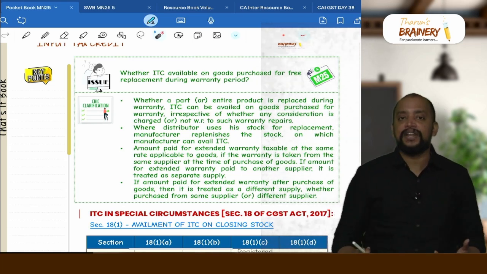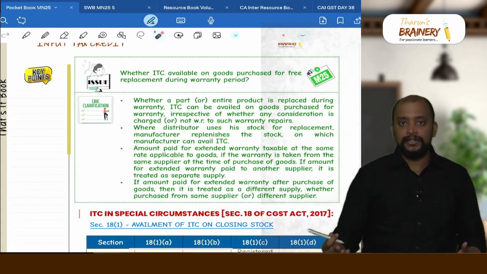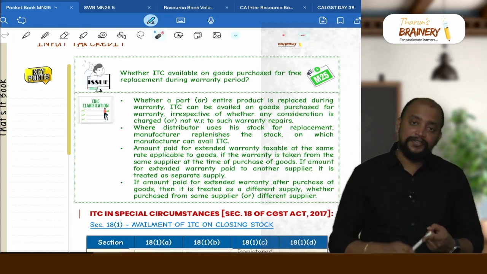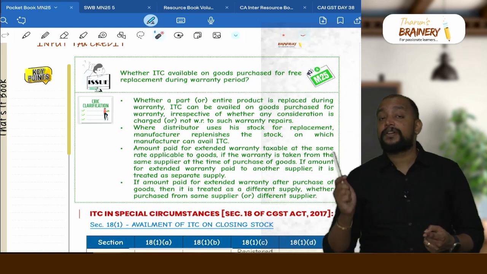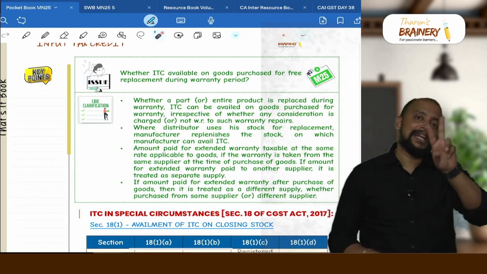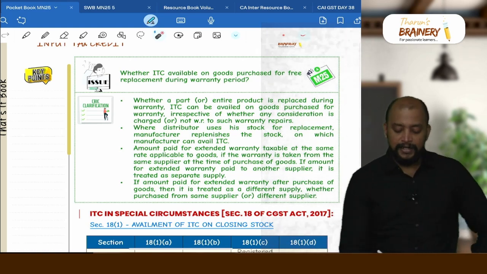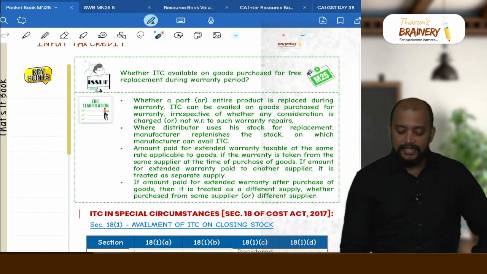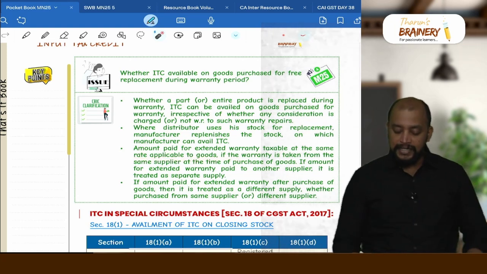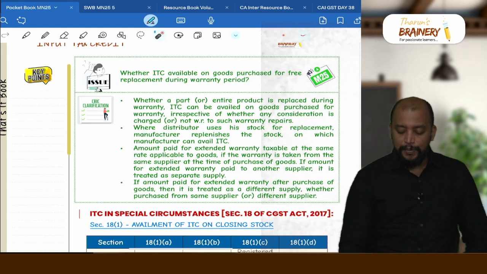For example, I am selling a TV. TV is 28% and you are purchasing extra warranty for 3 years. So now at the time of sale of TV, from the same dealer, if you pay extra money for warranty, the rate applicable to TV will be taken for warranty. Rate of TV 28% means warranty also will be 28%. The amount paid for extended warranty is taxable at the same rate applicable to goods if the warranty is taken from the same supplier at the time of purchase of goods.